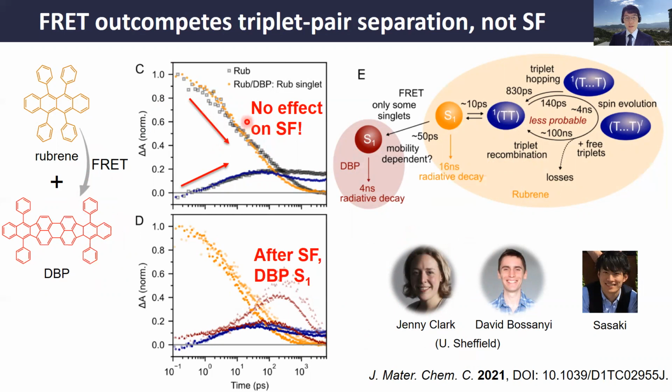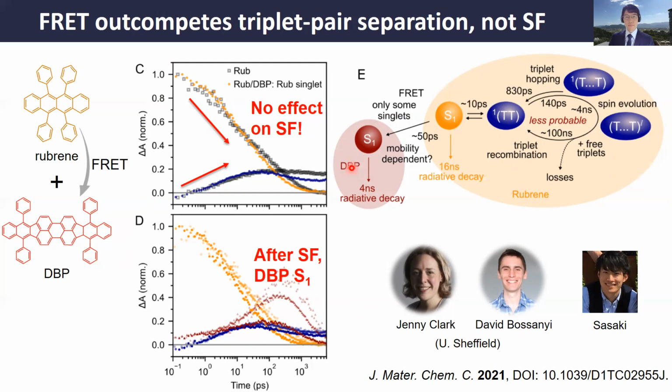It happens in the picosecond time scale. And after singlet fission, DBP singlet was formed. So what happens? Actually this singlet fission happens in about 10 picoseconds. So it's too fast. The transfer is about 50 picoseconds, so it cannot compete with singlet fission. But after singlet fission, by closely looking at the dynamics, we found that triplet hopping and spin evolution to produce free triplets, this process is slow, more than 100 picoseconds. So this energy collection process can compete with this slow triplet pair separation process, so that eventually it can harvest the energy to this DBP and can improve the efficiency of the upconversion by avoiding the loss of the triplets after triplet separation.